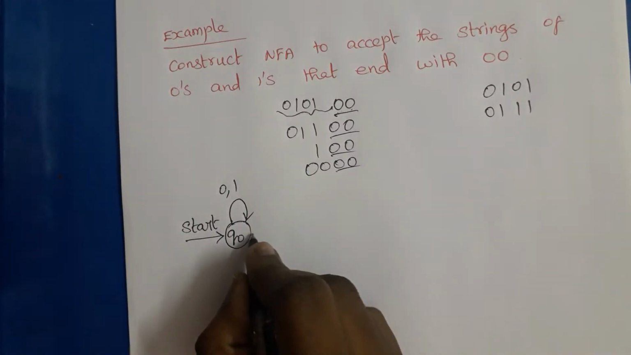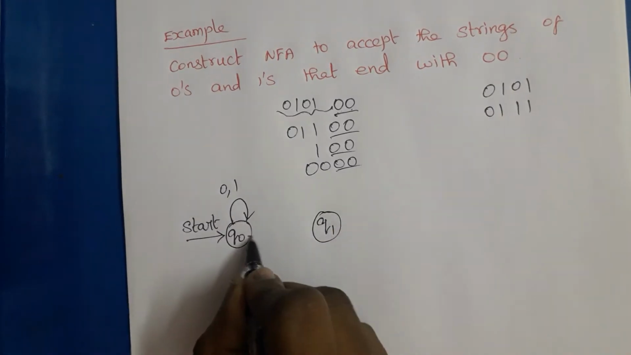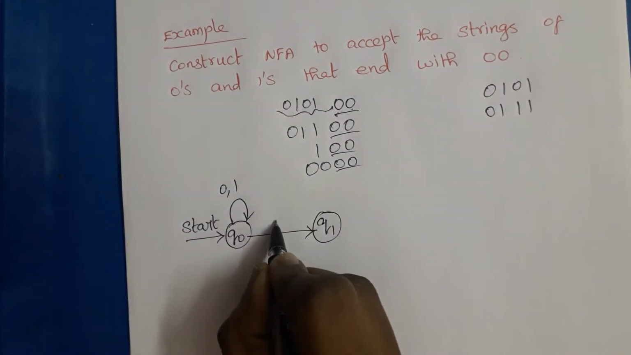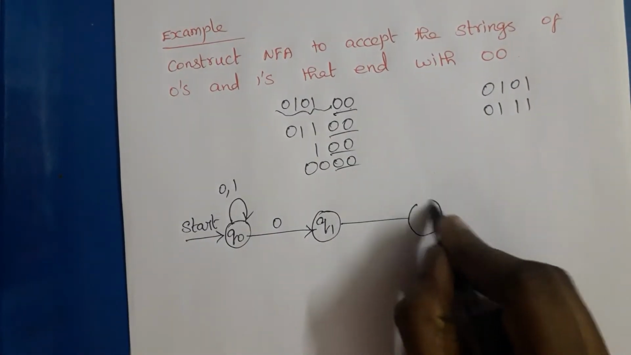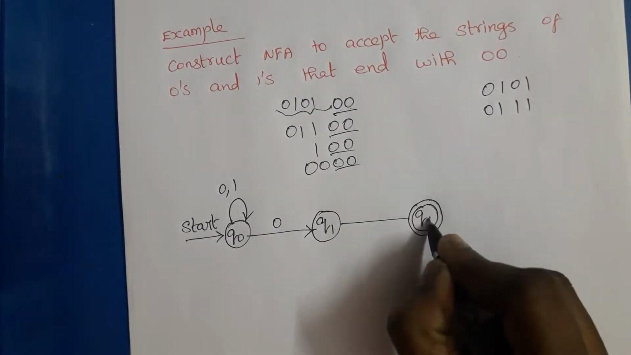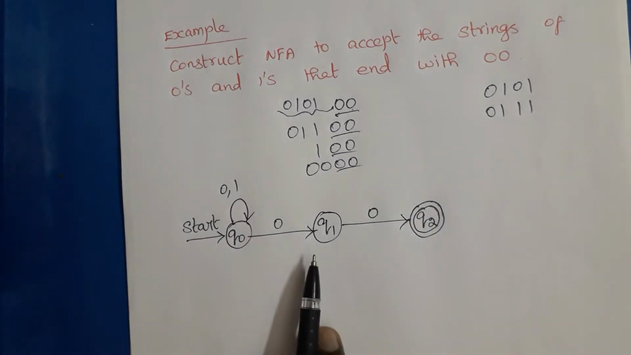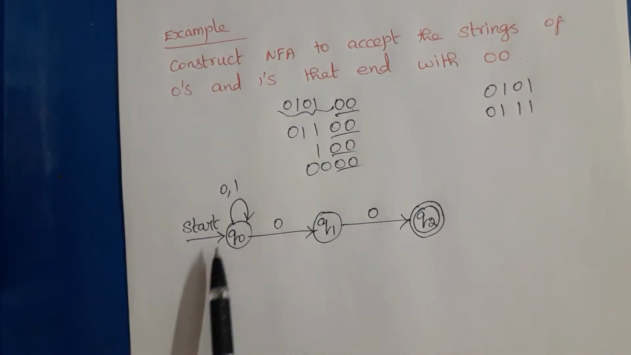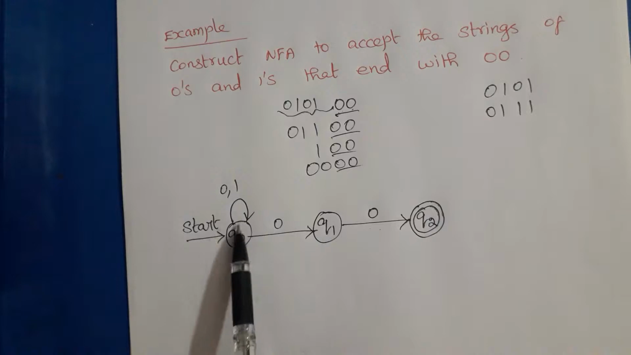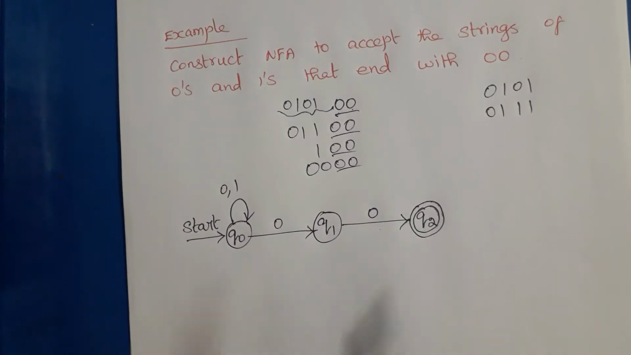And for the input symbol 0, it goes to Q1. And for the final input symbol 0, it enters the final state Q2. So this is the NFA representation for binary strings ending with 0, 0. This transition is for any number of zeros and ones, and for the final 0, 0, it reaches the final state.